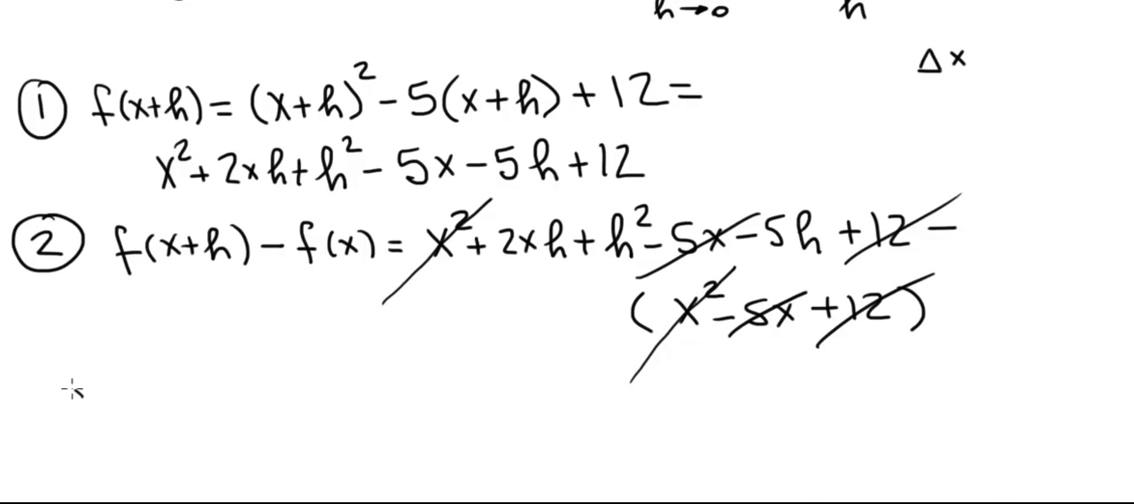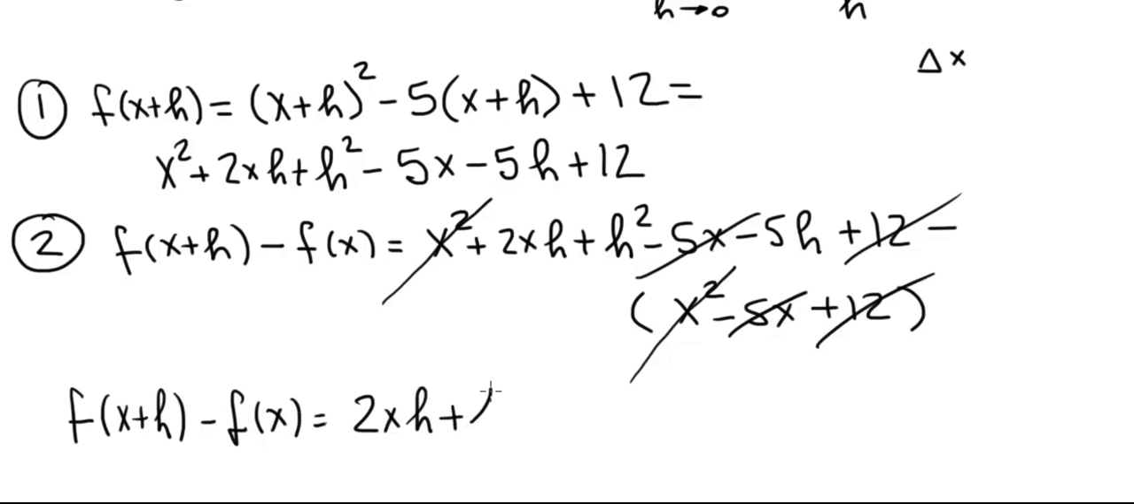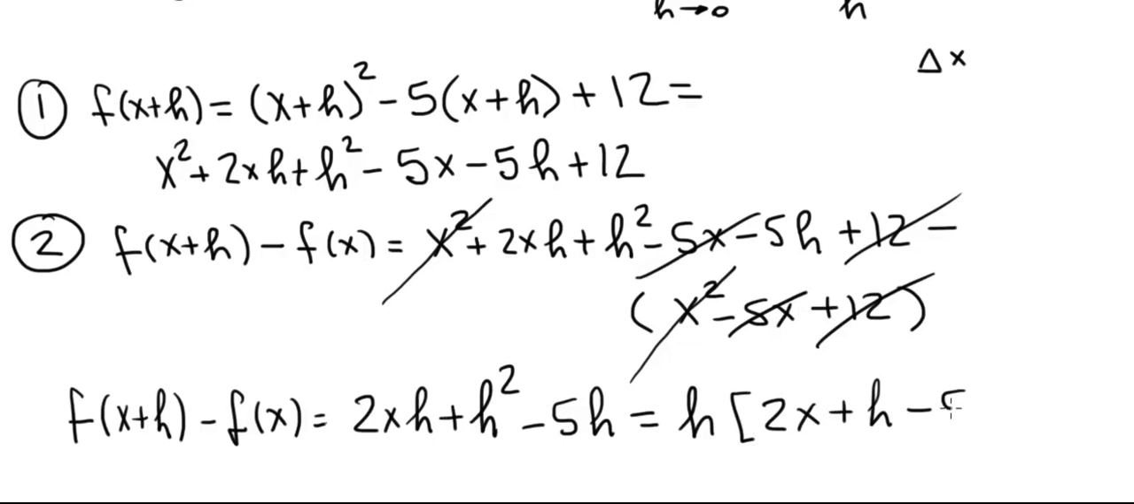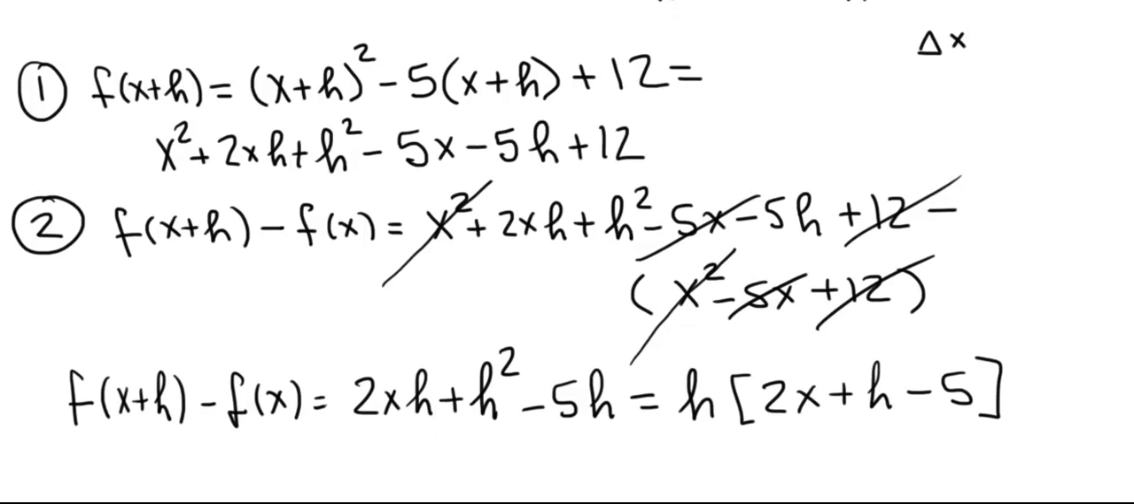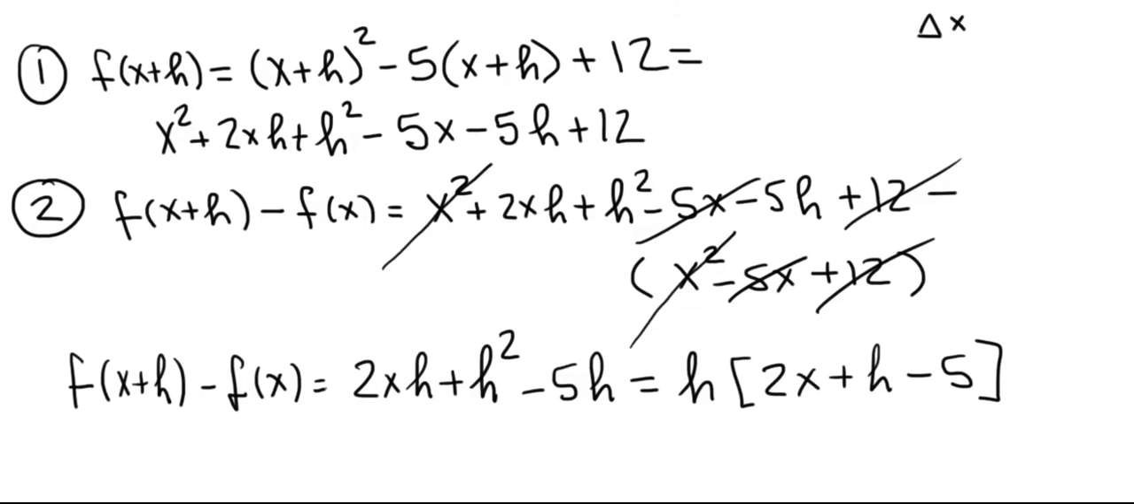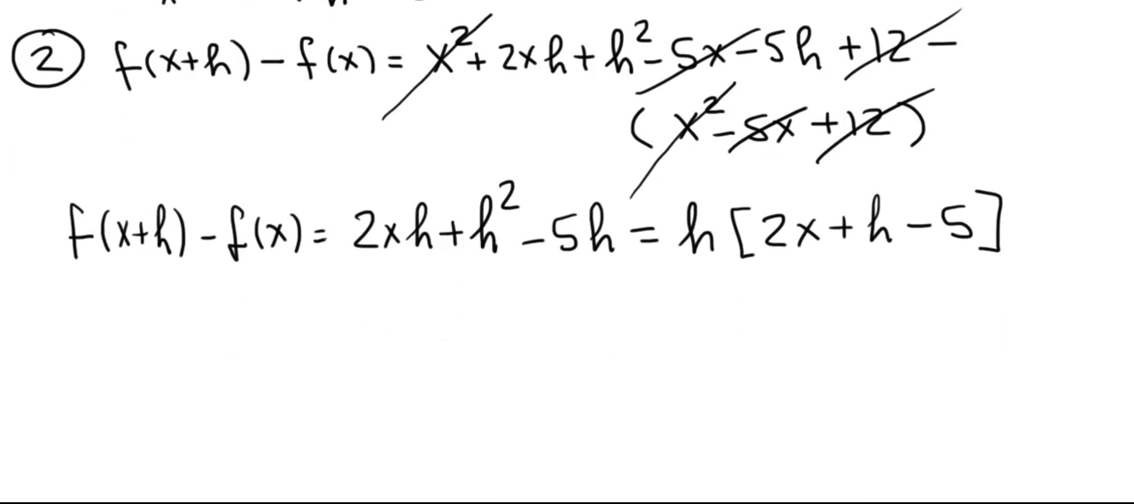And we can say now, simplify f of x plus h minus f of x is 2xh plus h squared minus 5h. Let's factor out an h. So this is h times 2x plus h minus 5. That's the end of step number 2. The end of step number 2 should always have an h. Sometimes it will not be possible, but in many cases we should always, at the end of step 2, factor out an h.